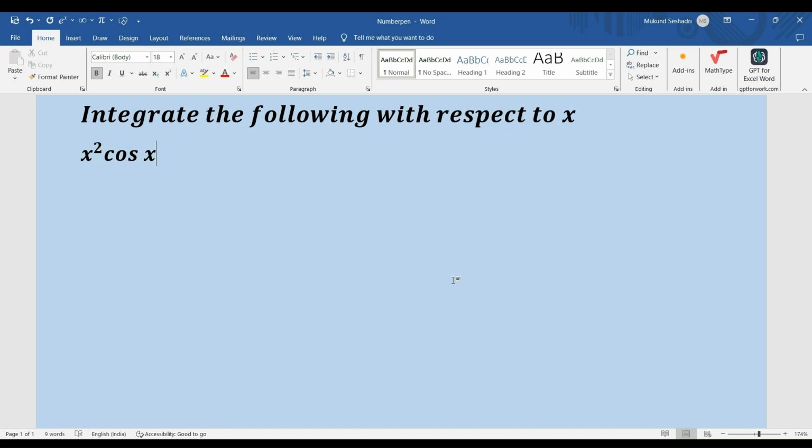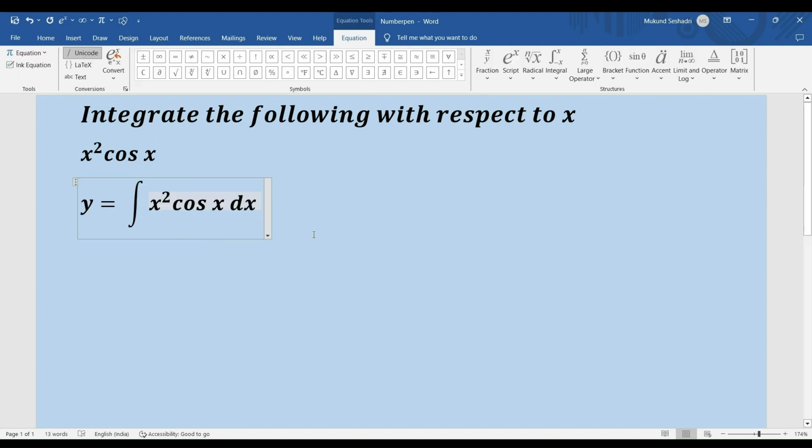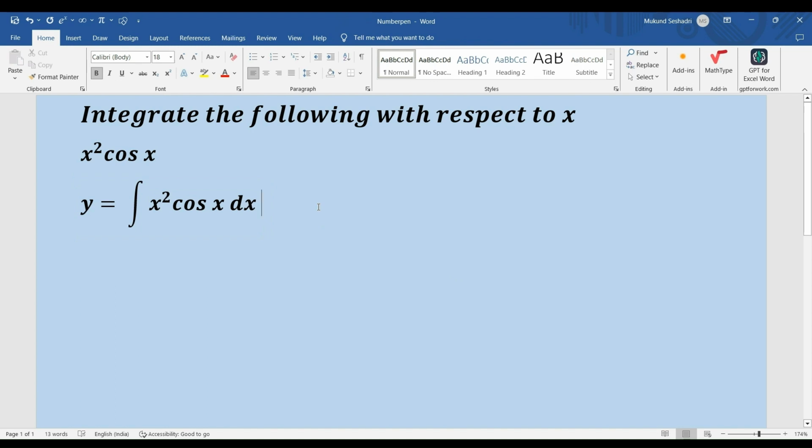So there we have the problem on the screen. Integrate the following with respect to x. We have x square times cos x, right? So what we have been given is dy by dx and we've been asked to find y. My y is nothing but the integral of the given expression. So let's write down our y. So that's my y, integral of x square cos x dx.